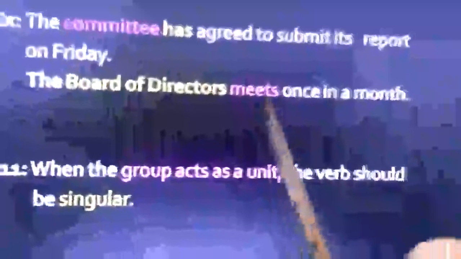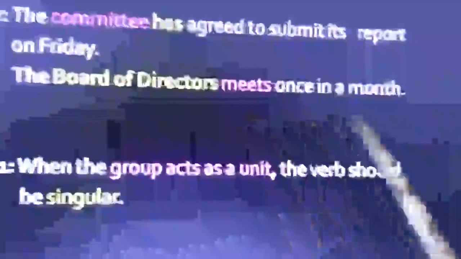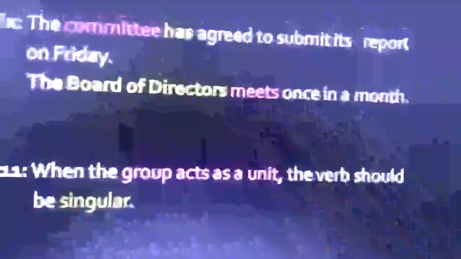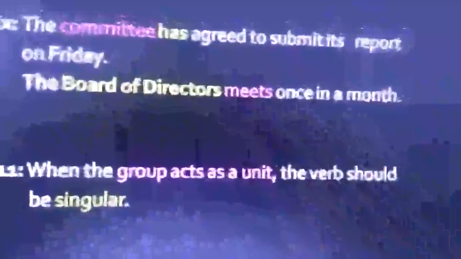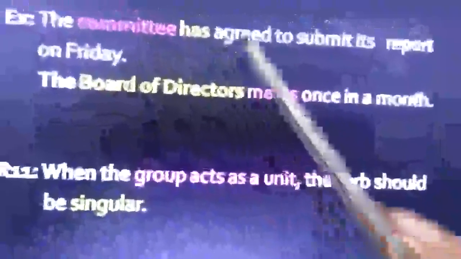So we have used meets. Meets is the singular form of the verb. The board of directors meets once in a month. So we have to remember, if you are referring to a group and the group is acting as a single unit, then the verb should be in singular only. So here we have taken singular verbs.